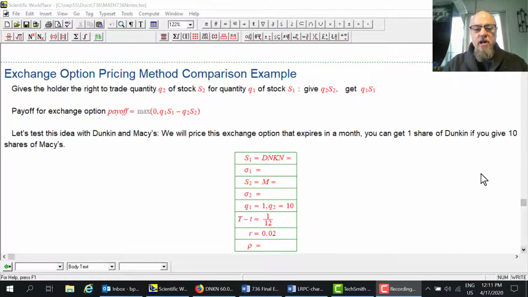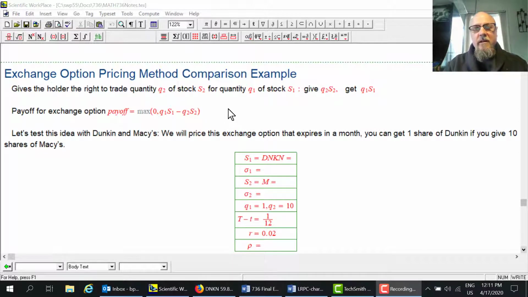So we're talking about an exchange option where I give Q1 of stock 1 shares and I give Q2 of stock 2 shares, I get Q1 of stock 1 shares. So here's our payoff, and we derive some theory about that, but let's actually go in and use some real numbers and price these things and compare the different techniques that we have.